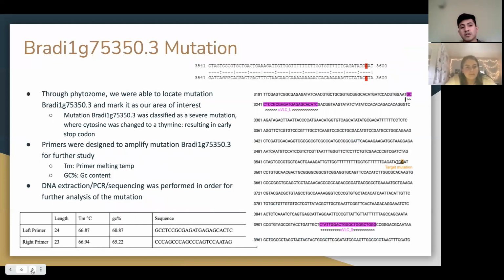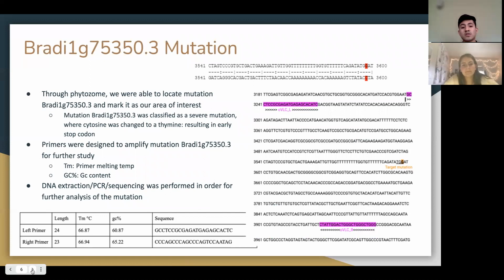So next we wanted to study our genome mutation. We blasted our sequence against the Bd21-3 genome on Phytozome, and we found this high impact mutation located at base pair 3598. This mutation was where a cytosine changed to a thymine, resulting in an early stop codon.